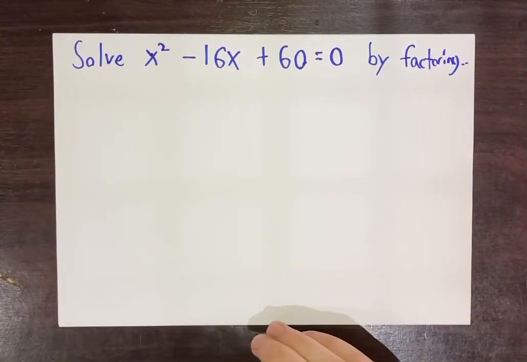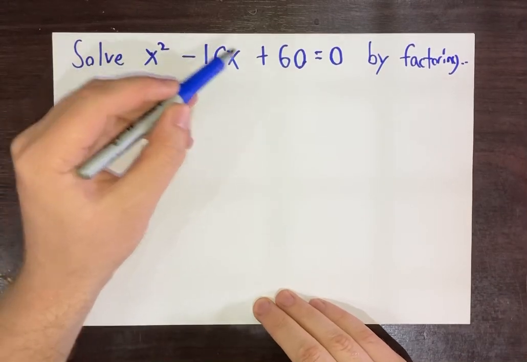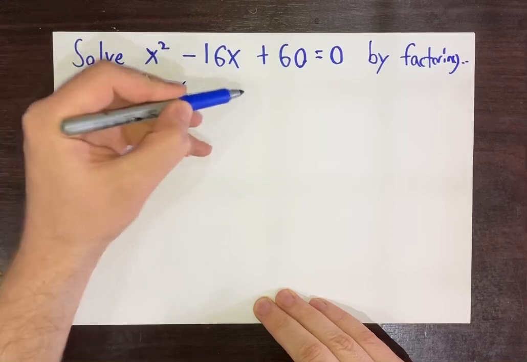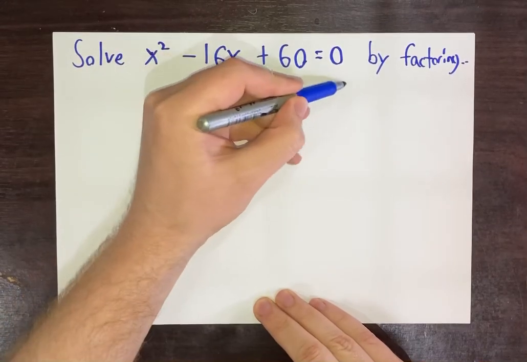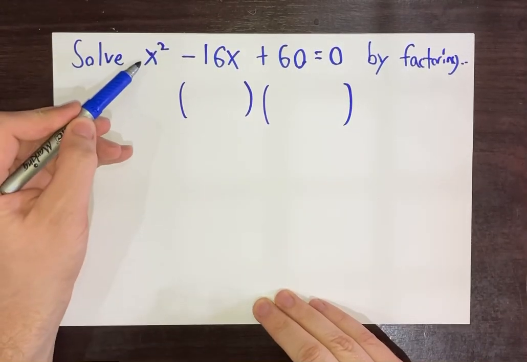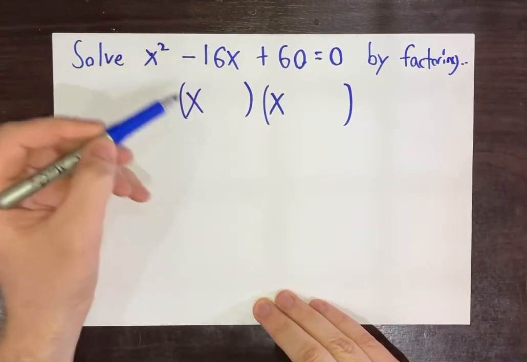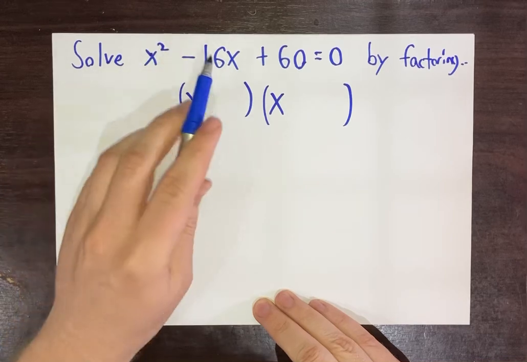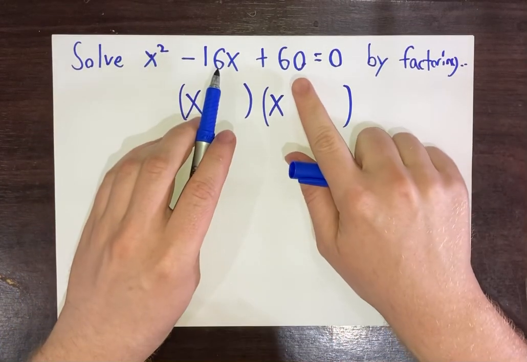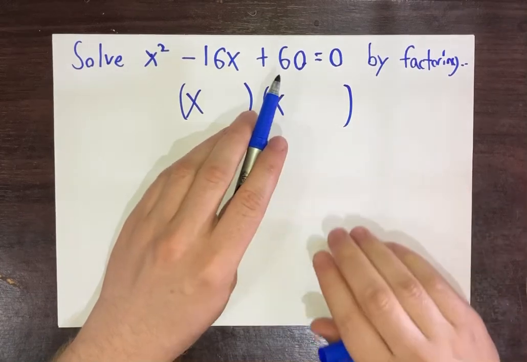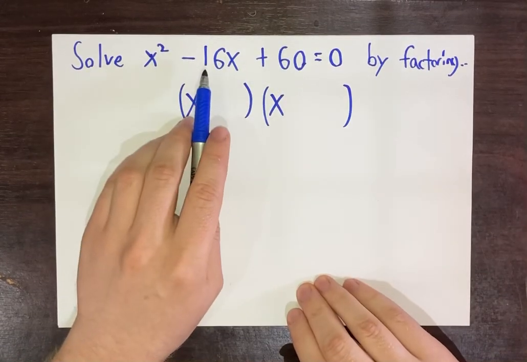All right, today we're going to solve x squared minus 16x plus 60 equals 0 by factoring. So we're factoring, so we've got to build some brackets. We have an a value of 1, which means we can put an x as the first value in each of our brackets. Now, let's look at the numbers that we're dealing with this time. Negative 16, positive 60. We need to multiply to this number, add to this number.